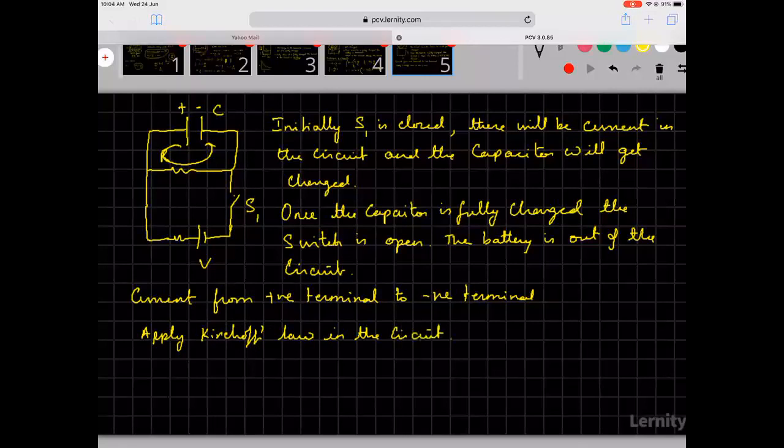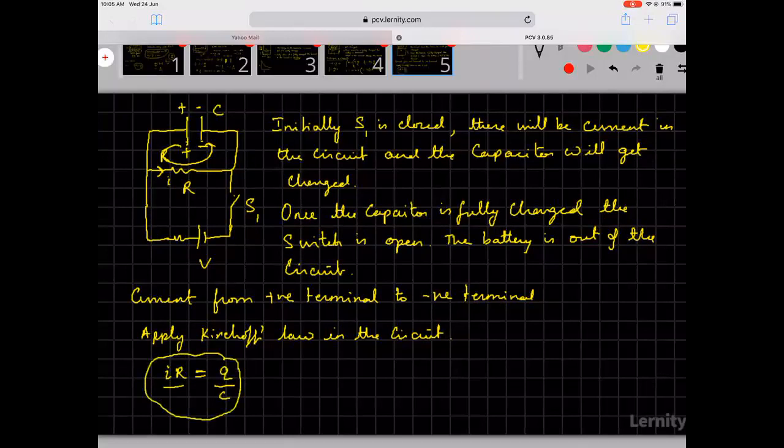When you apply Kirchhoff's law in the circuit, let the current here be equal to I. If the current here is I, the loss in potential will be equal to I into R. Then you are going from the negative plate to the positive plate, so there will be a gain in potential. The loss of potential must be equal to the gain. What is the gain equal to? Gain is equal to Q by C, where Q is the charge there. Are you able to understand till here?